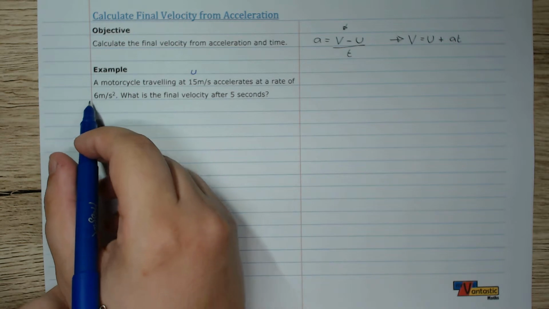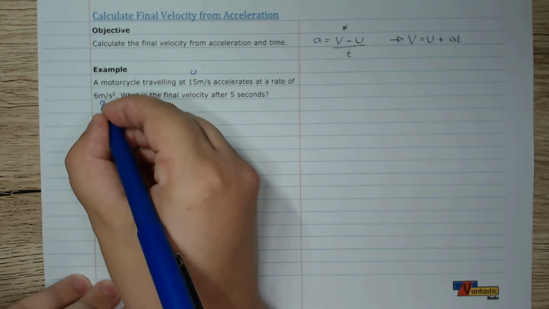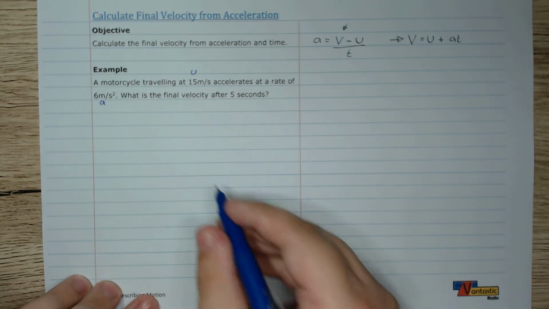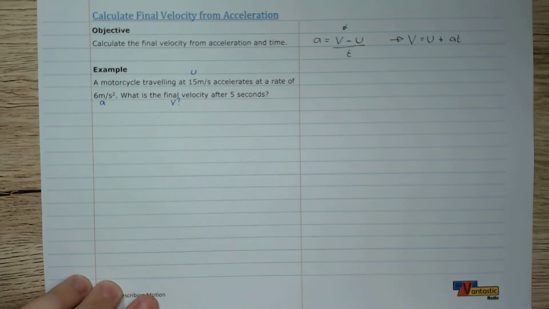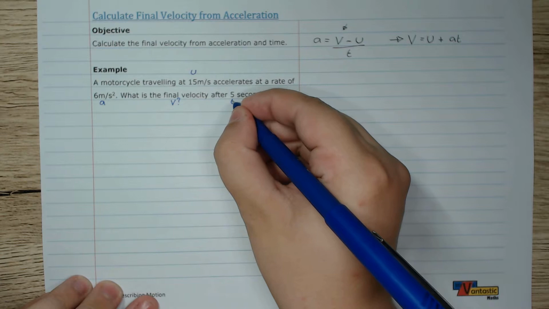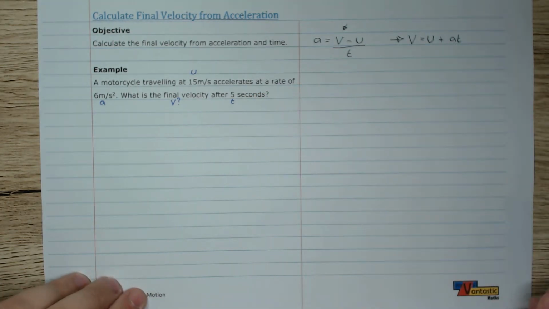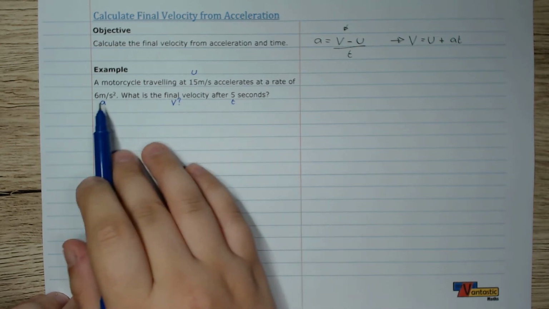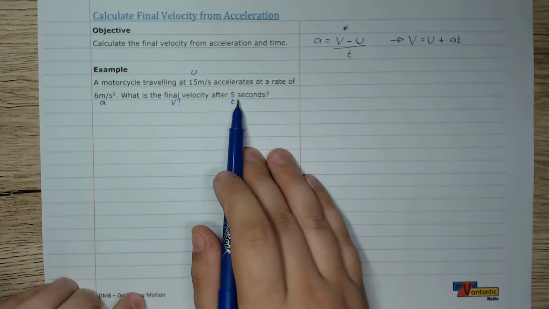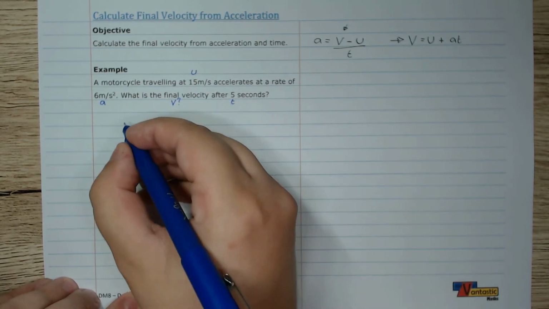We're accelerating at a rate of 6 meters per second squared. That's my acceleration. I want to find out what my final velocity is. And we know that the time is 5 seconds. They are all in our standard units, meters per second squared, seconds, so we can continue straight ahead.